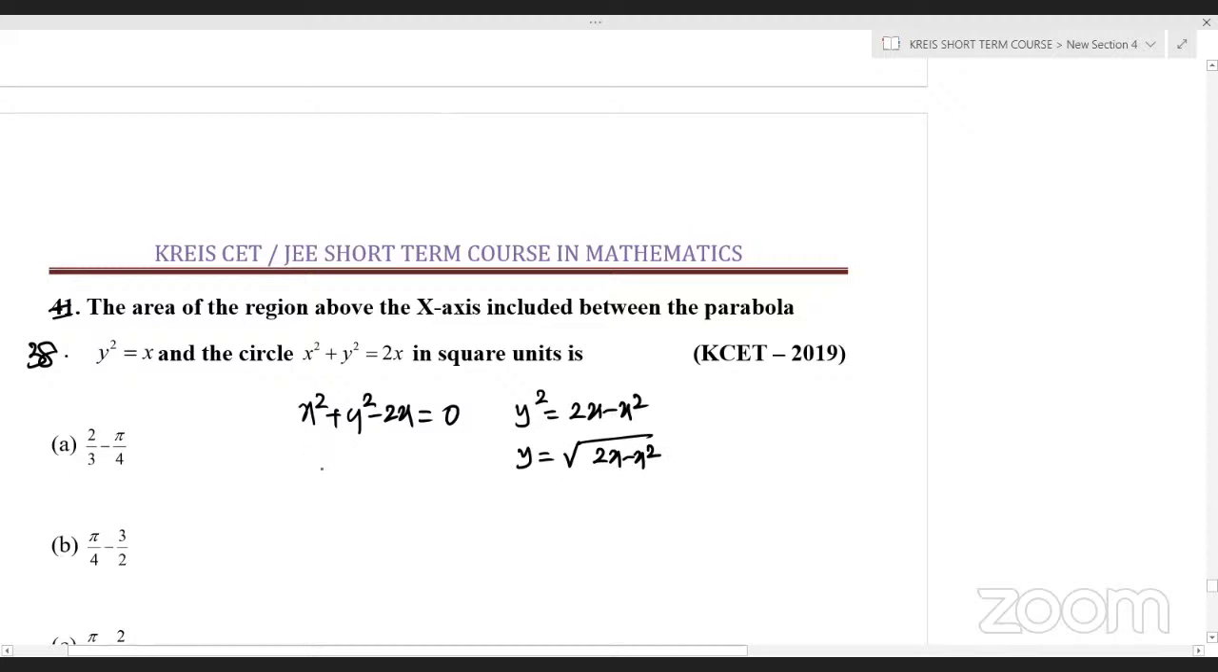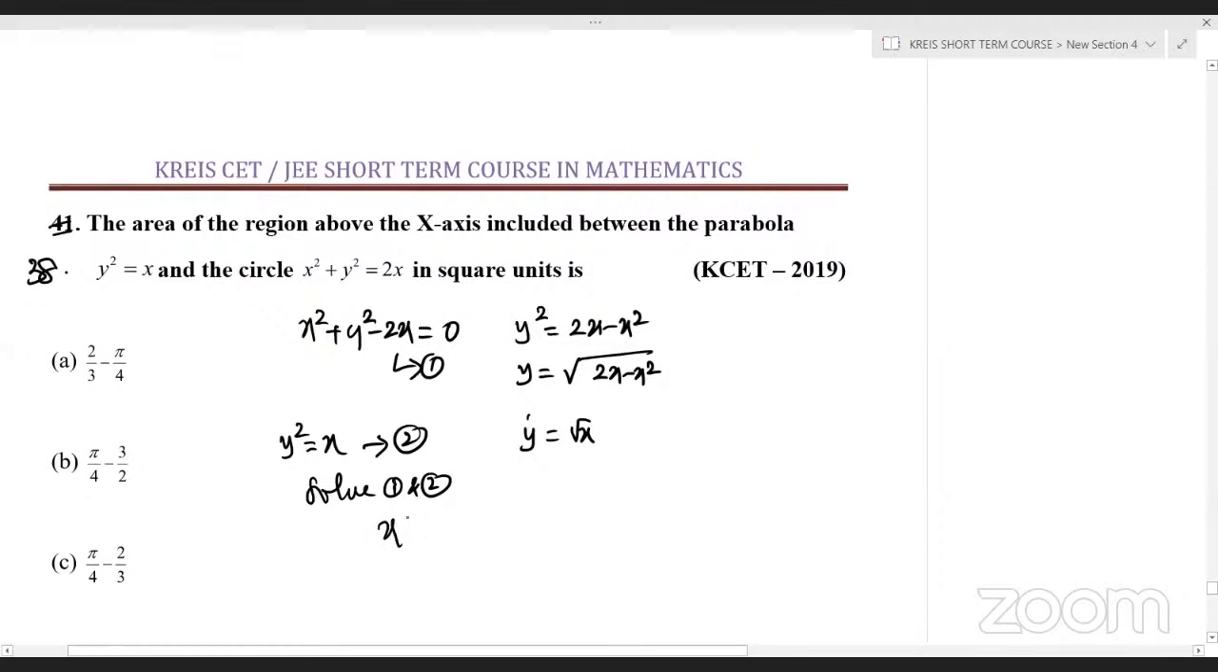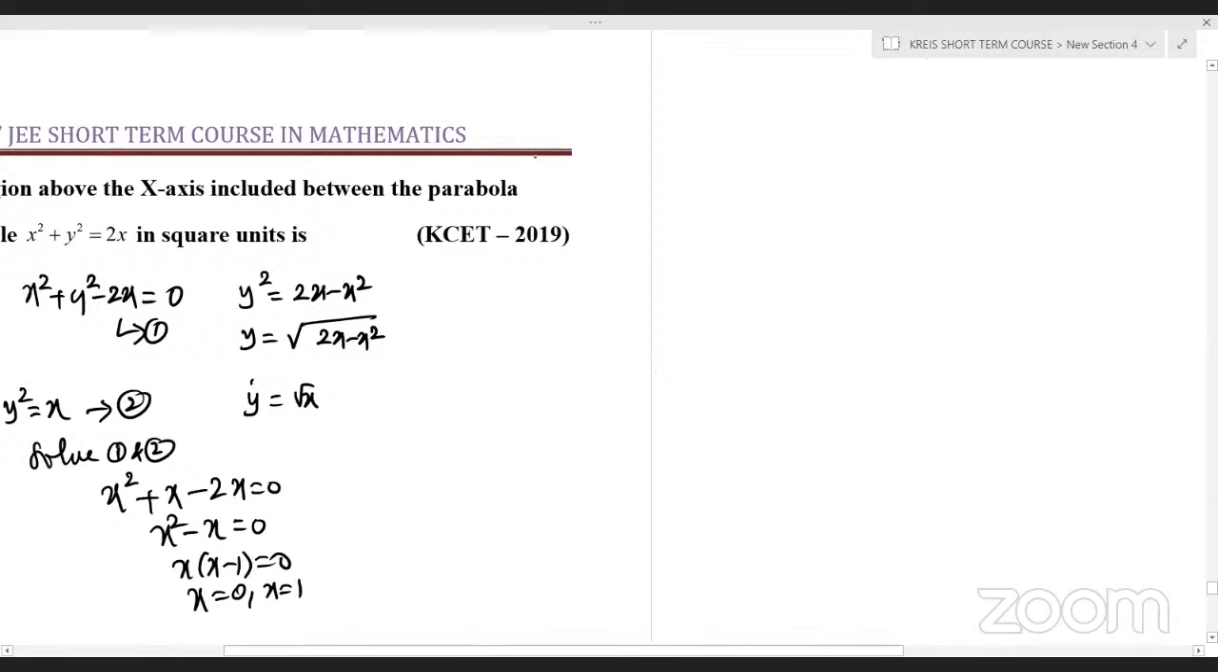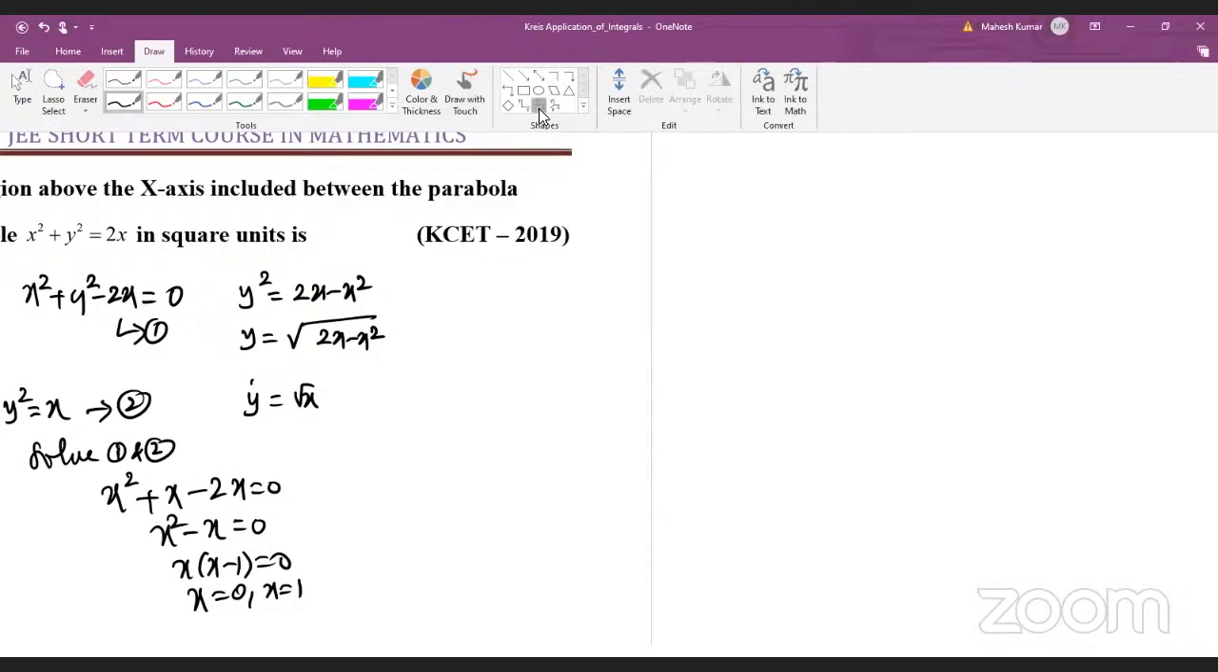And here, this one and another one parabola, it is y squared is equal to x. This we call equation 1 and this is equation 2. From this you get y is equal to root x. We will solve 1 and 2. One is circle and another is the right open parabola you have. If you replace y squared by x, x squared plus x minus 2x is equal to 0. X squared minus x is equal to 0. X into x minus 1 is equal to 0. So x is equal to 0 and x is equal to 1. Both the curves meet each other at x is equal to 0 and x is equal to 1. That is enough for us to solve this problem, right?